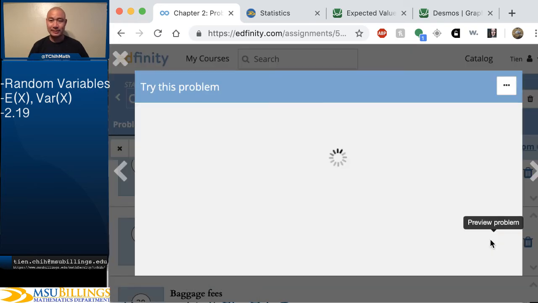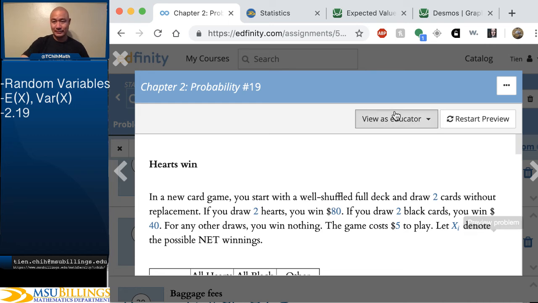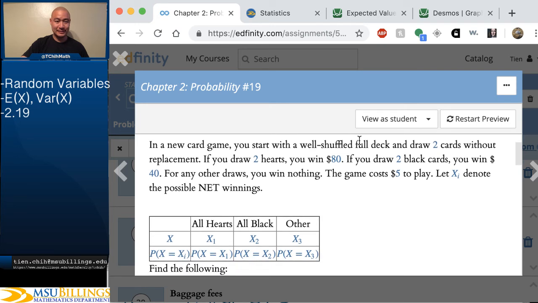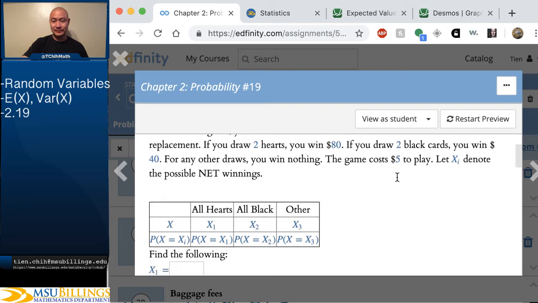I'm going to go ahead and view it as a student. So, hopefully this is readable. In a new card game, you start with a well-shuffled deck, and you draw 2 cards without replacement. If you draw 2 hearts, you win $80. If you draw 2 black cards, you win $40, and if anything else, so a heart and a not heart, a black card and not a black card, whatever, then you don't win anything. And the game is going to cost you $5 to play.